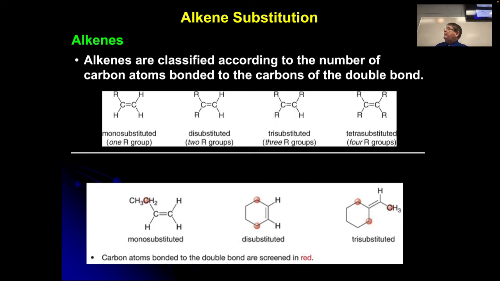Disubstituted have 2 substituents on the alkene. Now notice here they just show you the 2 substituents on the first carbon. Is that the only way we can do it? Here they show the 2 R groups attached to the same carbon. Is that necessary? No. It can be the same carbon or one of them on each carbon, right? So this is disubstituted. If we move this over here, it would still be disubstituted. If we move that over here, it would still be disubstituted. Trisubstituted, we've got 3 R groups attached to the alkene, and tetrasubstituted, we've got 4 R groups attached to the alkene.